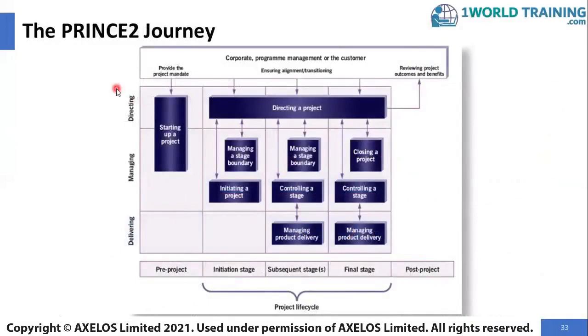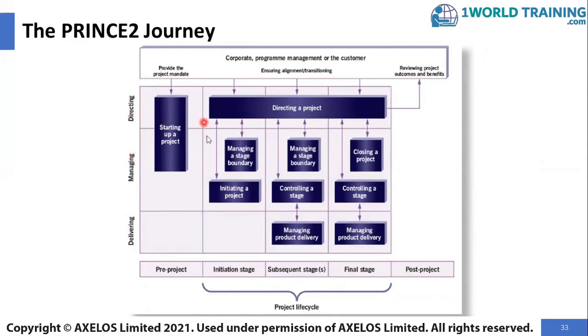This is a map of the PRINCE2 journey, showing the flow of processes in a PRINCE2 project. Firstly, we notice the corporate program management of the customer level at the top. Then we have the directing level with the project board handling the directing level, then the managing level with the project manager, and the delivering level with the team managers. The corporate program management or customer triggers a PRINCE2 project by providing the project mandate. This will therefore trigger the starting up a project process. In this process, both the directing and managing levels are involved.